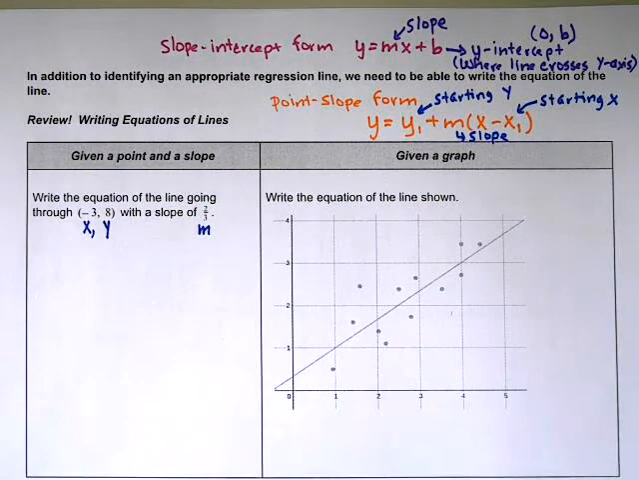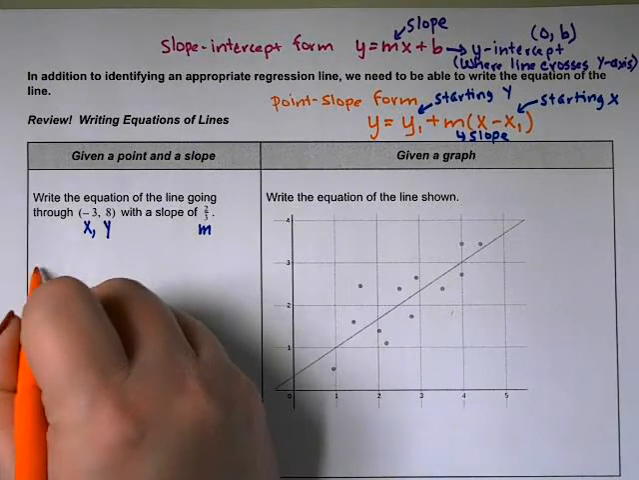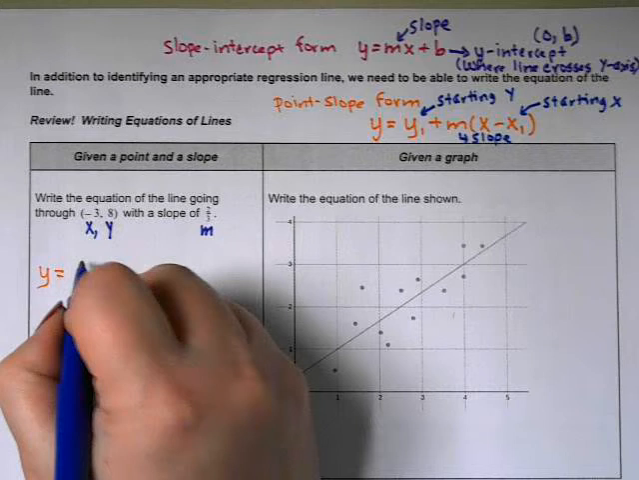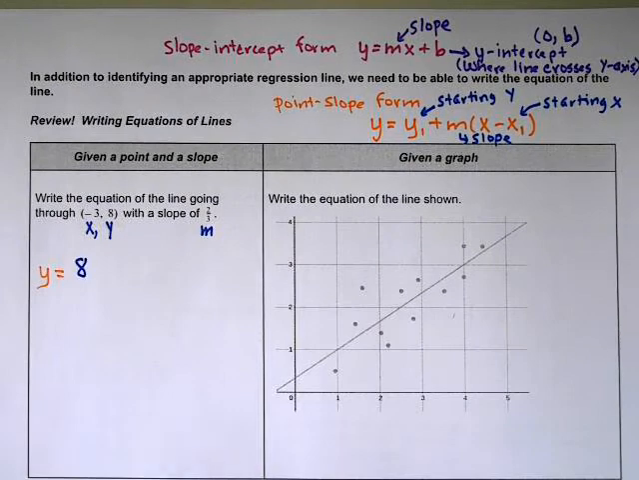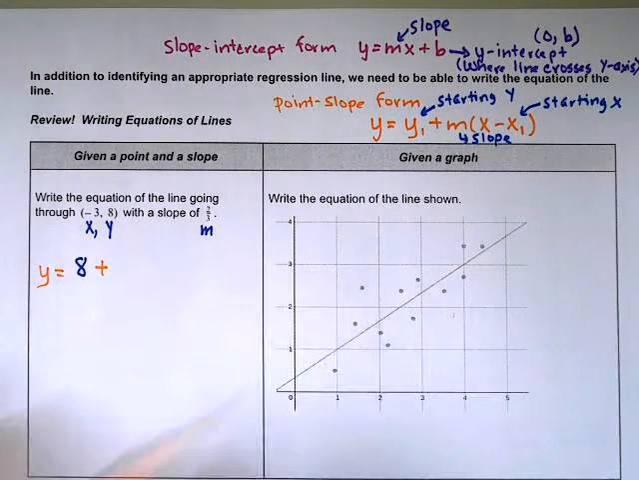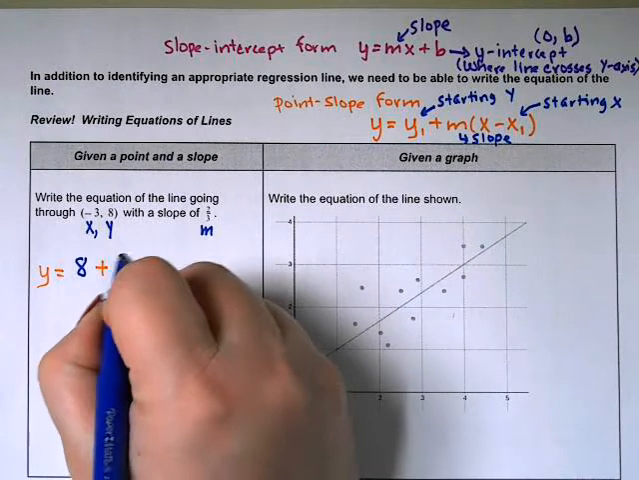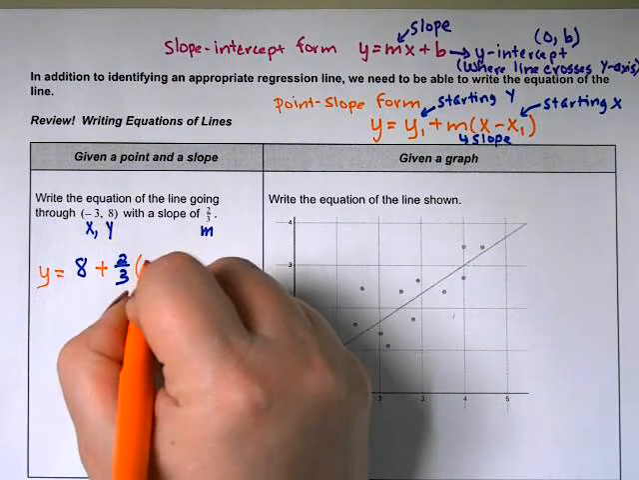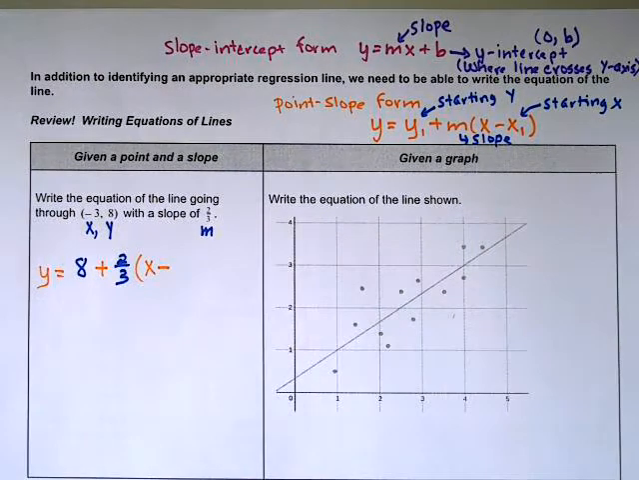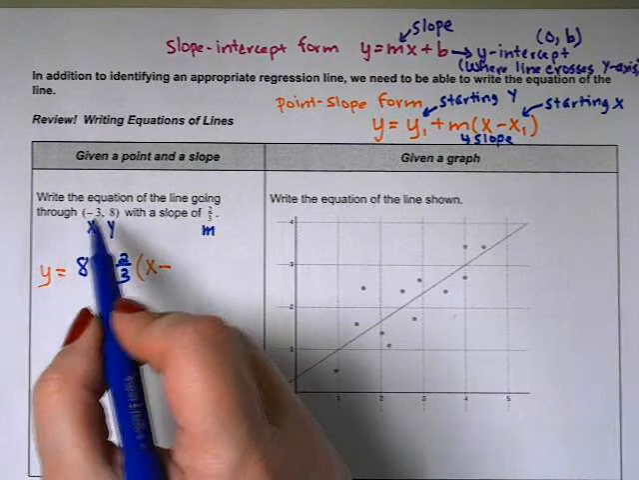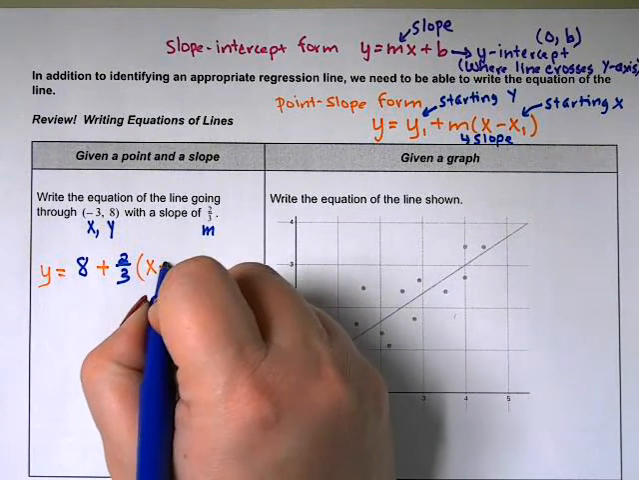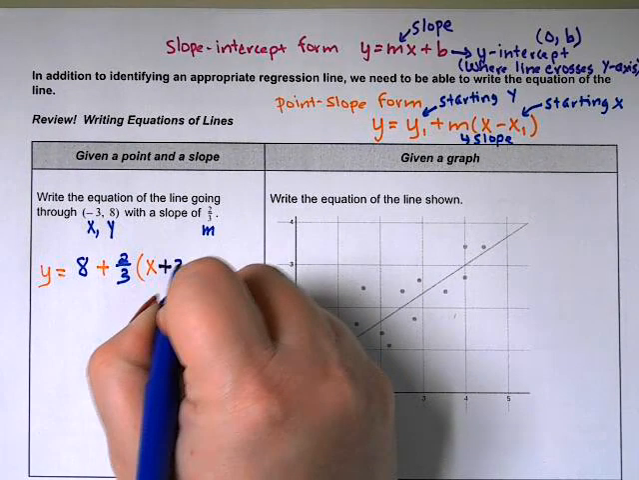So when I write this equation, I know it's going to be y equals my starting y value, which is 8, plus my slope, which is 2/3, times the quantity x minus my starting x value. Well, my starting x value is -3, so if I do minus a -3, it actually turns it into a +3.